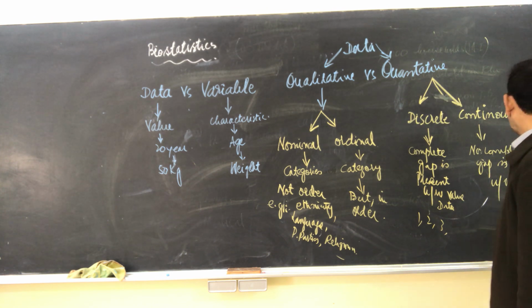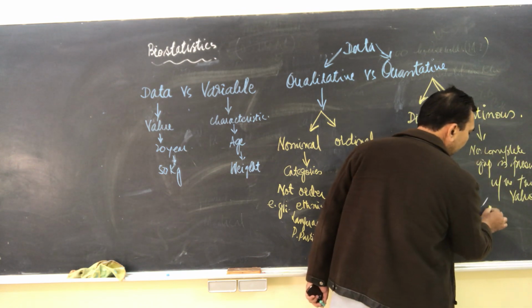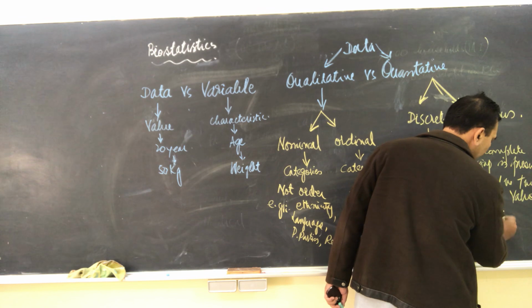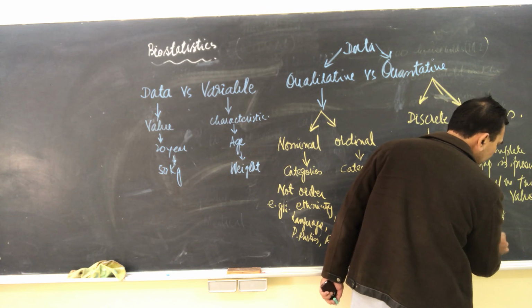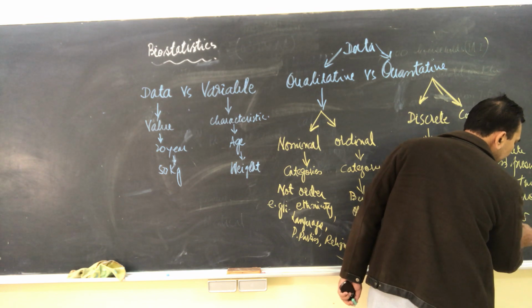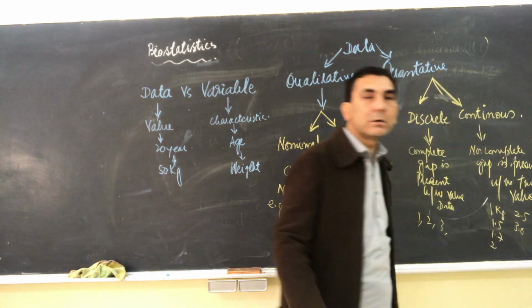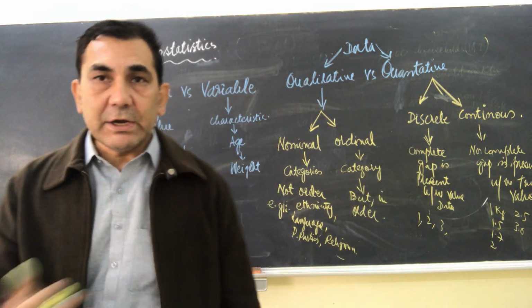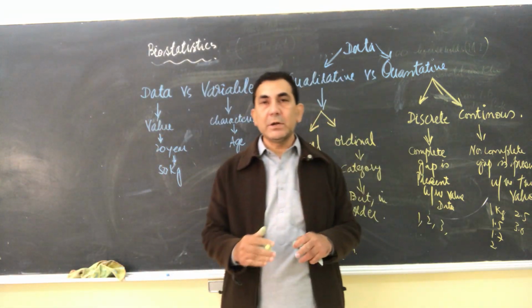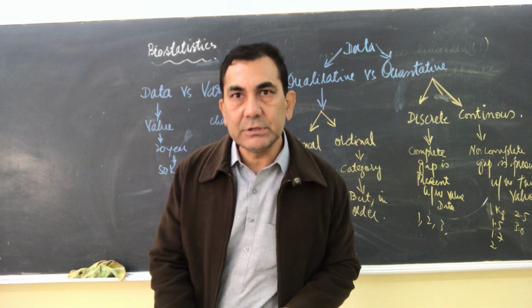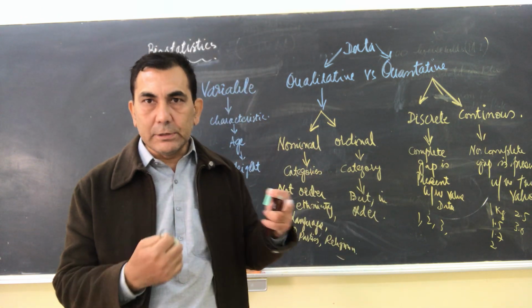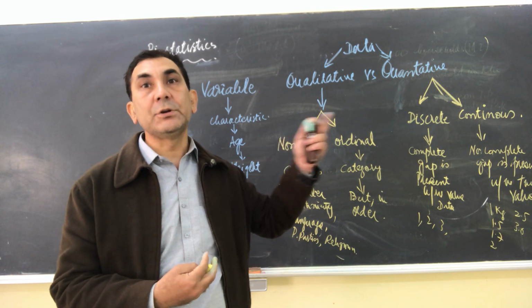Like the weight of the baby is 1 kg, maybe 1.5 kg, 1.7 kg, 2 kg, 2.5 kg, 3 kg, or 3.5 kg. The weight of a baby is again in decimal form. Data in which a decimal is present, meaning no complete gap is present between two values, is called a continuous variable.